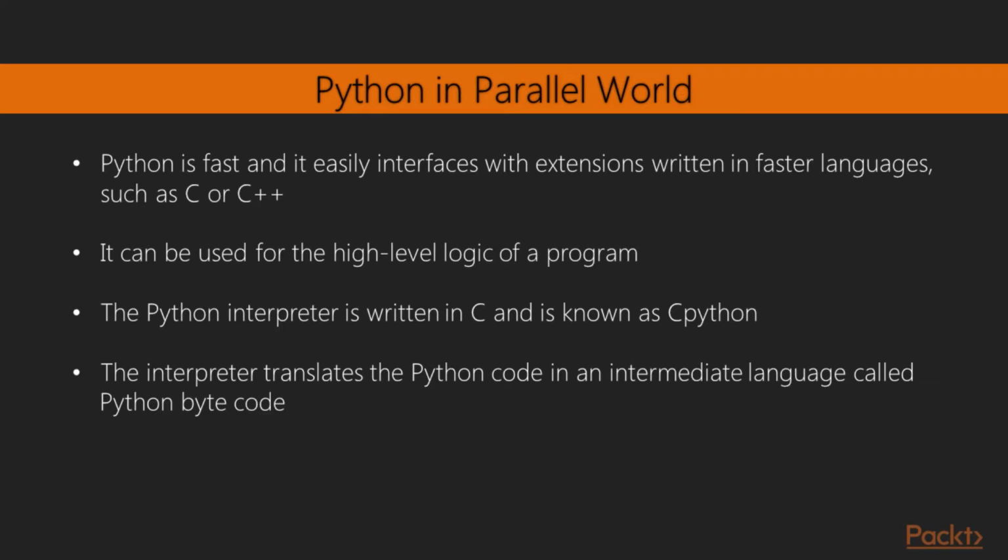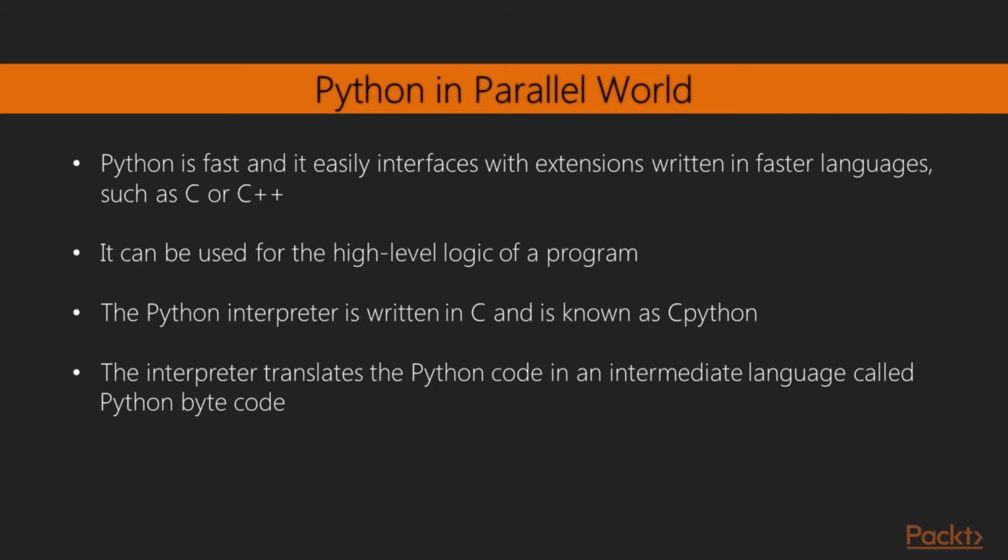We'll now take a look at Python in the parallel world. Though an interpreted language, Python is fast, and if speed is critical, it easily interfaces with extensions written in faster languages, such as C or C++. A common way of using Python is to use it for the high-level logic of a program.